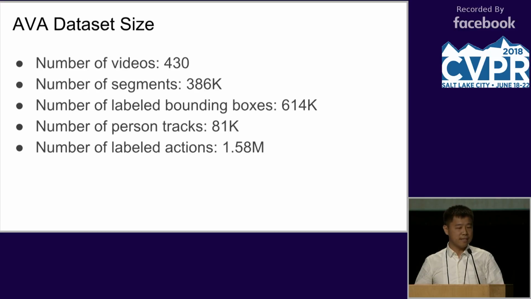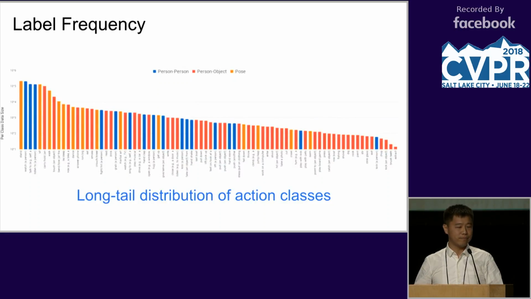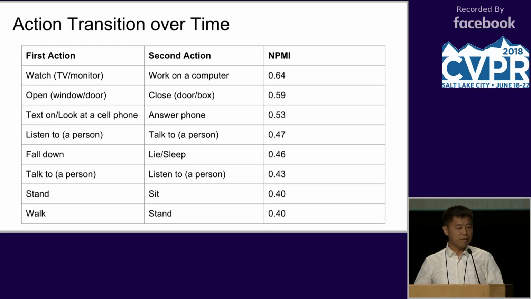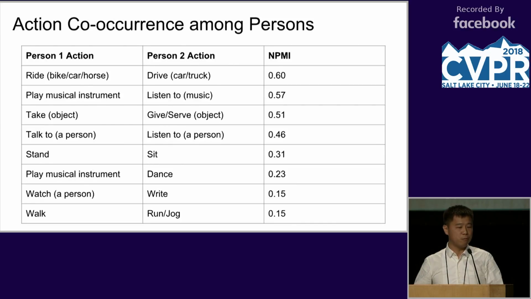So now let's look at the statistics. EVA contains a total of 430 videos, and that gives rise to a total of 600K bounding boxes, more than 80K tracks, and 1.58 million labeled actions. Since we exhaustively label all the actions, our actions follow a long-tail distribution, ranging from a few dozen to hundreds of thousands. And here we show some interesting co-occurrence experiments. Here I show the top pairs of a person transitioning from one action to the other. And here are the common co-occurrence actions that are performed by the person at the same time.